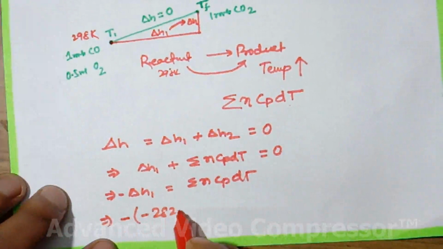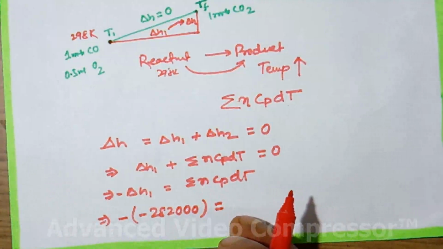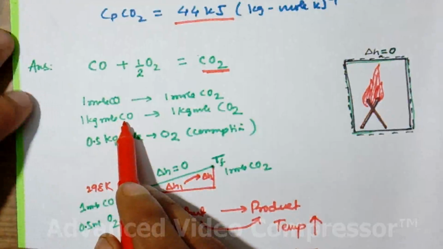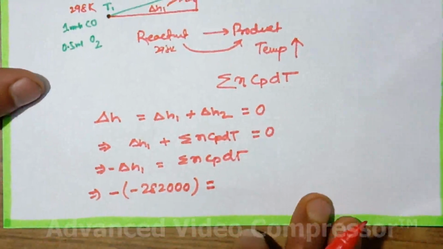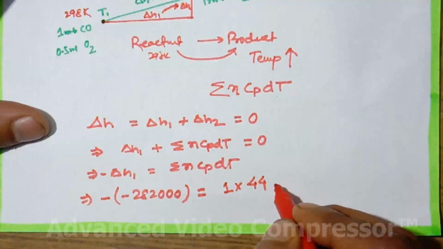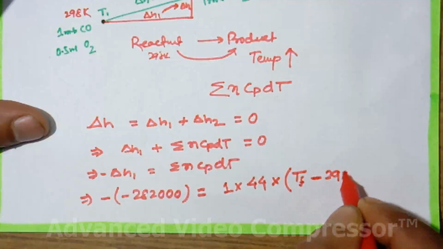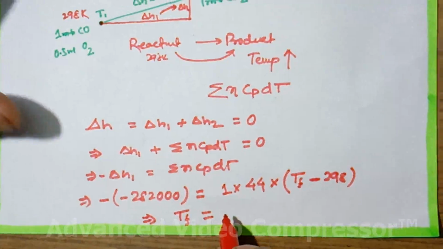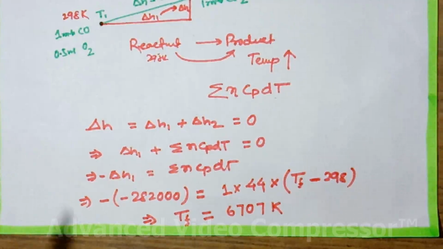So minus 282,000 is equal to n Cp dT, where n is the number of moles. In the question we have been given that 1 kg mole of CO is being passed, so this will give 1 kg mole of CO2 also. So n is 1, Cp is 44, into dT, where dT is Tf minus 298 Kelvin. On solving this, you will get Tf equal to 6707 Kelvin, and this is the answer.